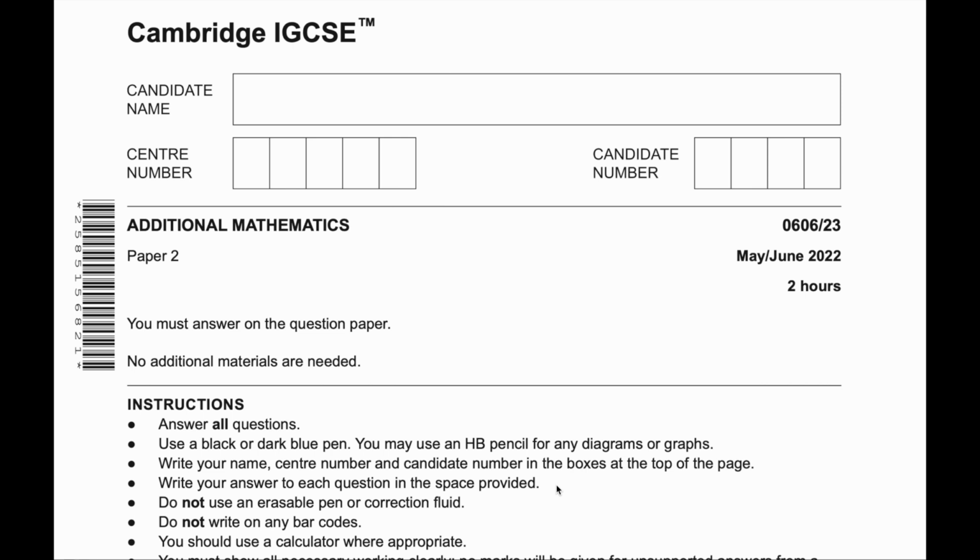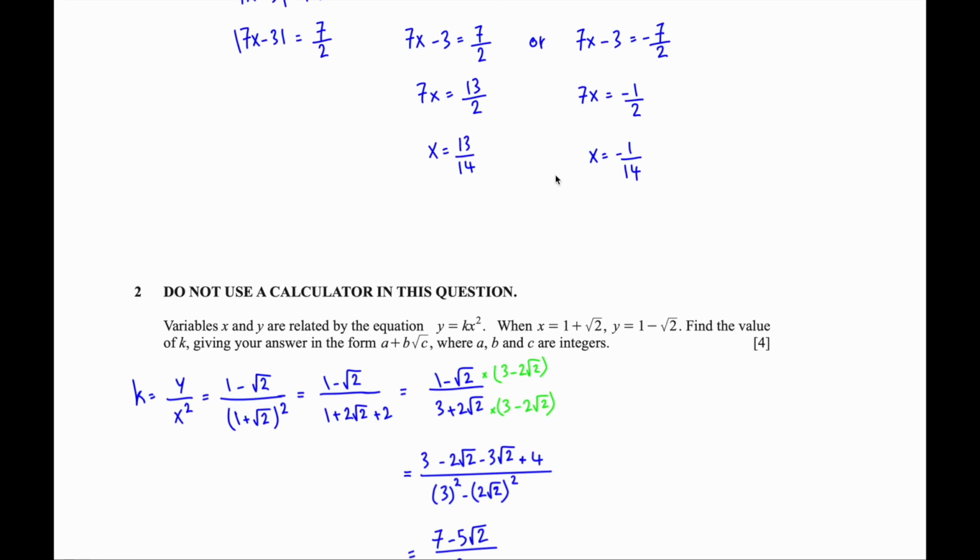My name is Irfan, and today the paper I've selected for you guys is Additional Mathematics from IGCSE session May-June 2022. And as you can see, this is paper 2. So without any further ado, let's go ahead and start with question number 1.